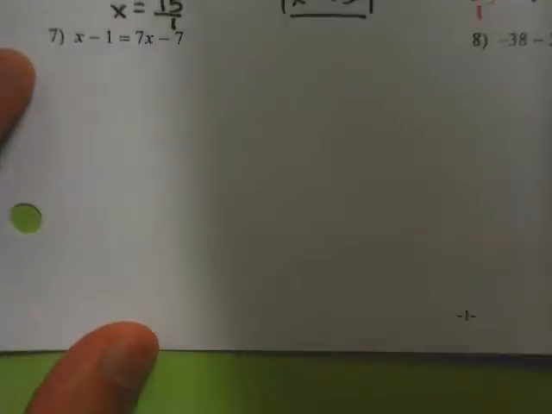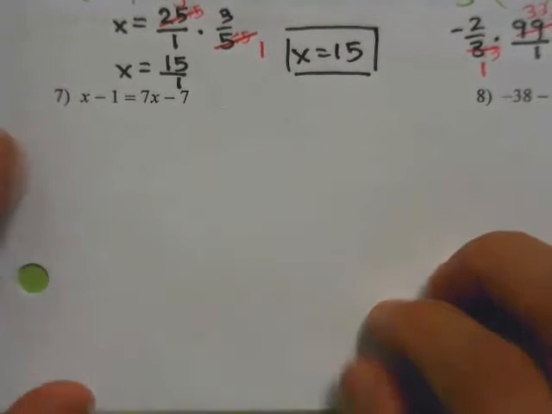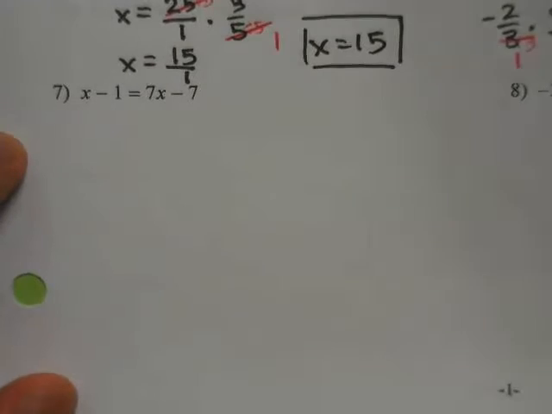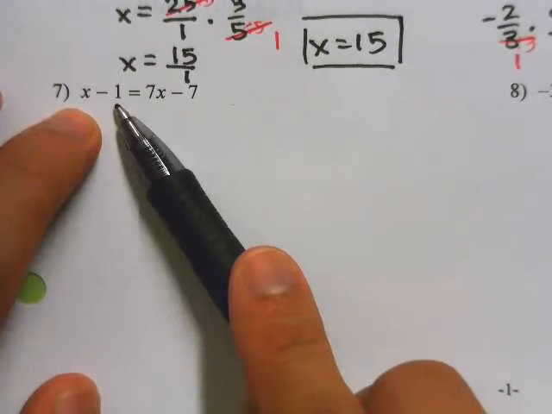Number 7. So number 7 and number 8 will represent the final problems. And then after that, we can do a couple of the classwork homework problems. Okay. Any like terms on the left side?